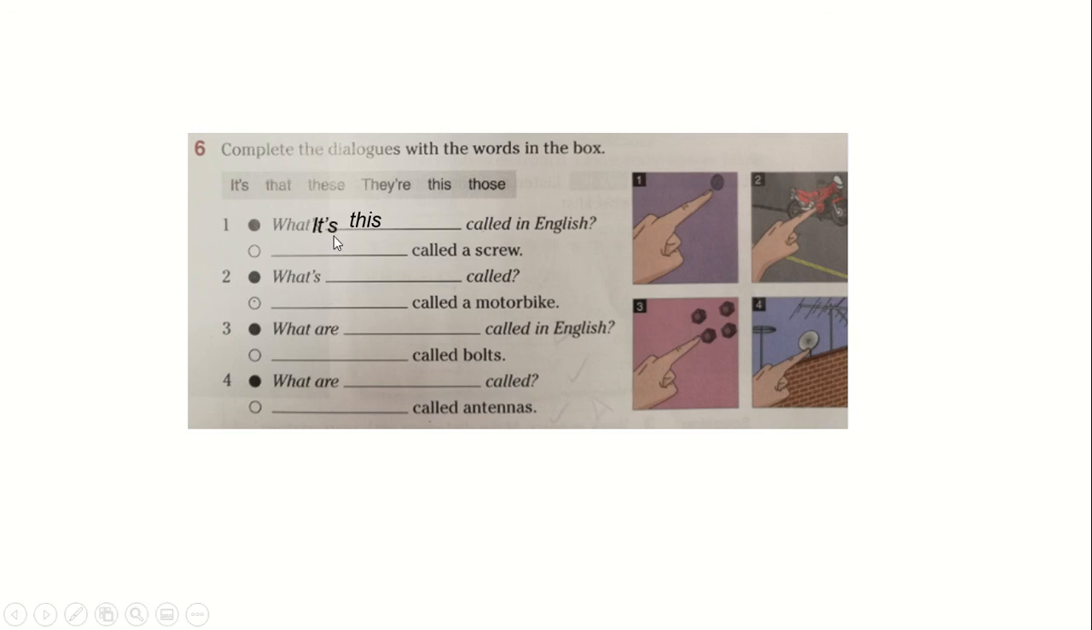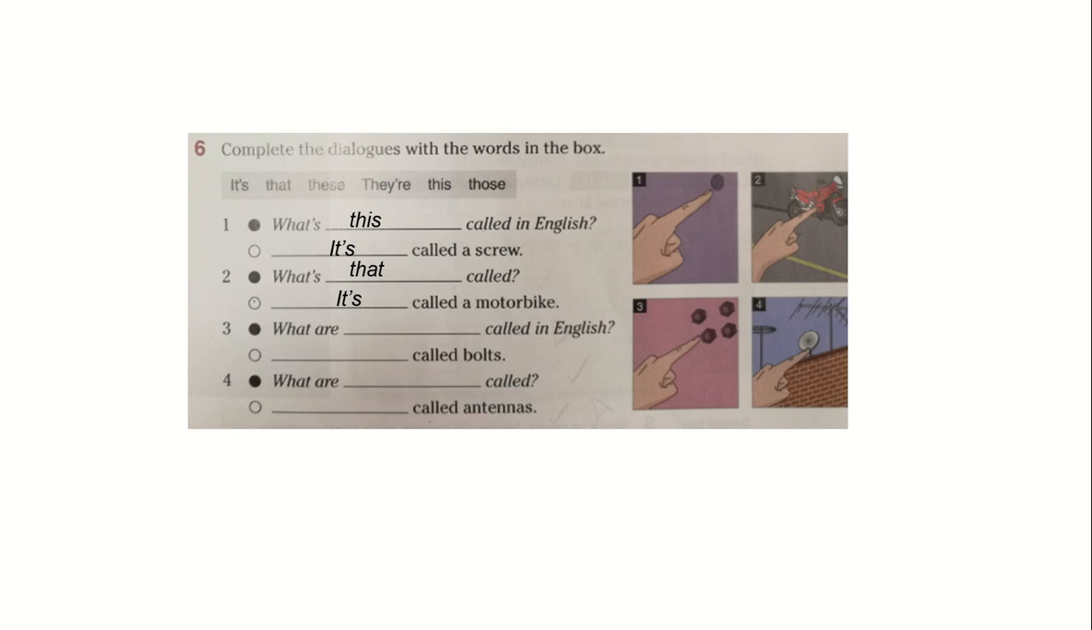Excellent. It's called a screw. Number 2, picture number 2. It's far. What's that called? Very good. And the answer is, it's called a motorbike. Number 3 and 4, I advise you please to pause the video for a minute, answer the questions, then play it again to see the answers, to check your answers. Go.